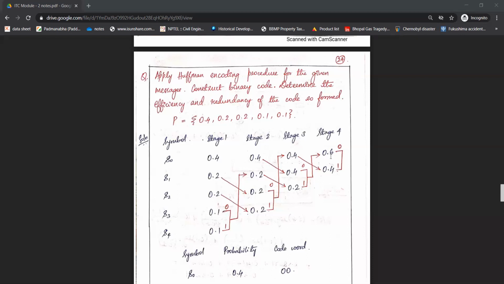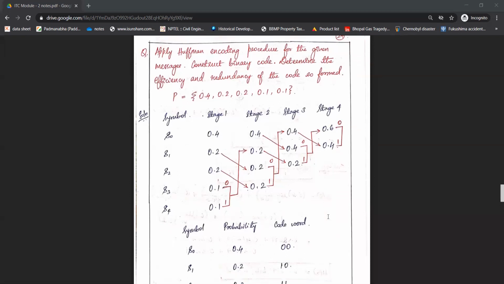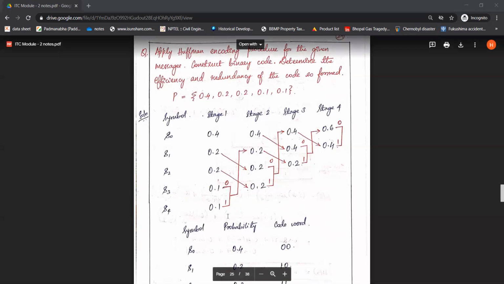Then there are only two elements remaining in stage 4. So grouping of the least two values of probability and assigning a value 0 and 1 should be terminated at this stage, because there are only two elements. These are the two elements present in stage 4. I'll be assigning a value 0 and 1, and the procedure is terminated at this stage. Alright, this is the procedure that we have to follow in Huffman encoding. After this, we are supposed to write the code words from the procedure that we have followed.